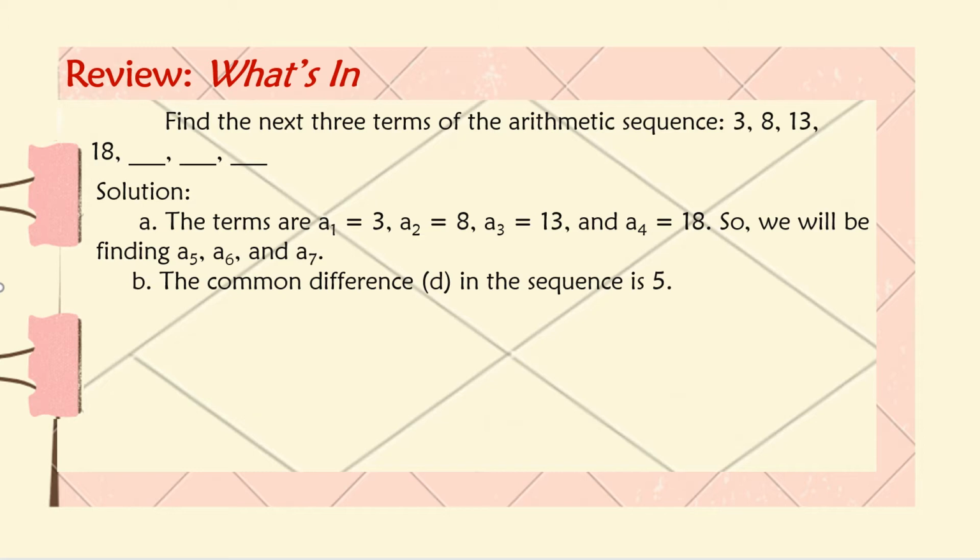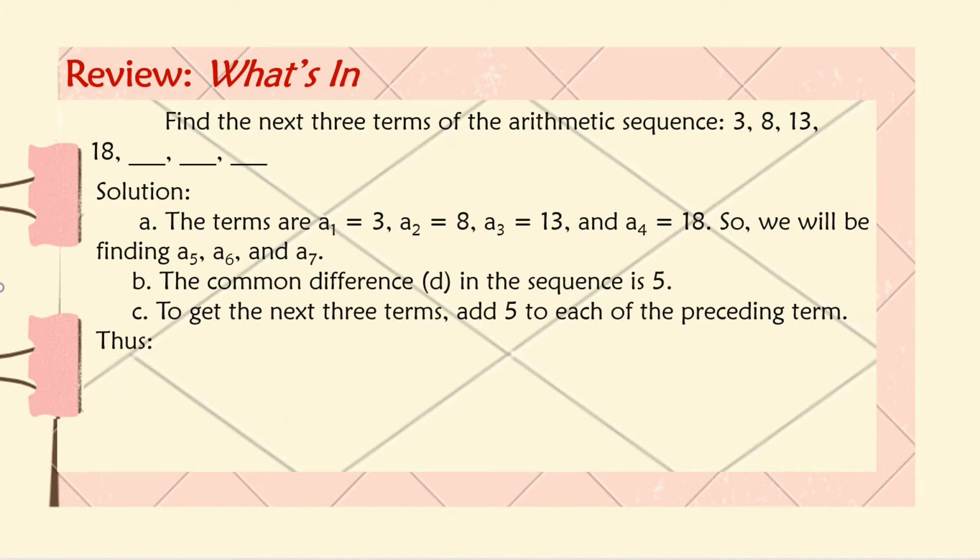First, we need to identify the common difference of the given sequence. Again, how are we going to find the common difference? We will subtract the first term from the second term. So we have 8 minus 3, which is 5. Let us check the second and third terms: 13 minus 8 is also 5. The same for the fourth and third terms: 18 minus 13 is also 5. Therefore, the common difference of the given sequence is 5.